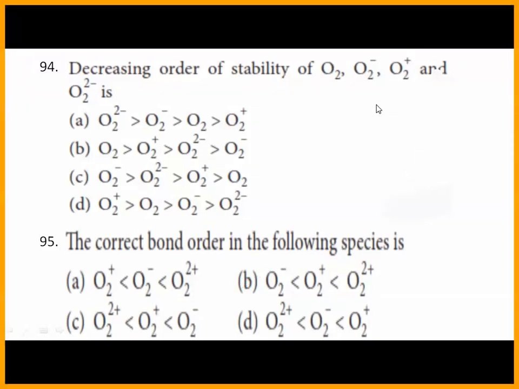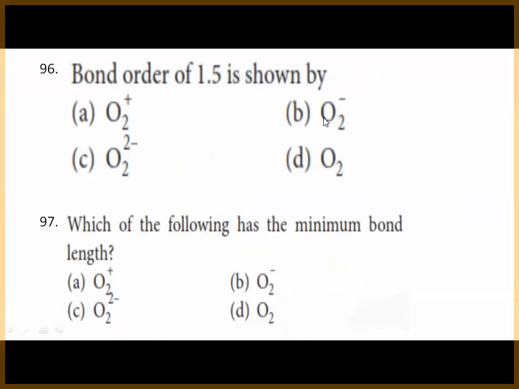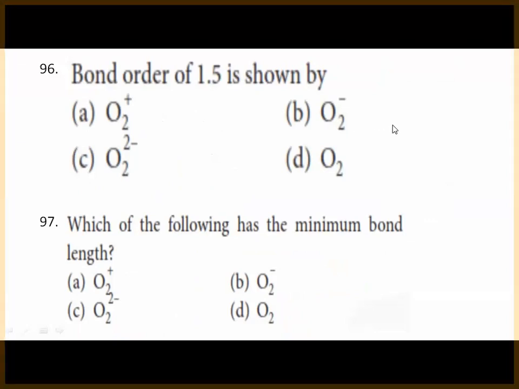Next question, bond order of 1.5 is shown by which one? Just now we have seen. What is the bond order of O2? It is 2. What is the bond order of O2 plus? It is 2.5. Bond order of O2 minus is 1.5. Bond order of O2 minus 2? It is 1. So which shows 1.5? It is O2 minus.